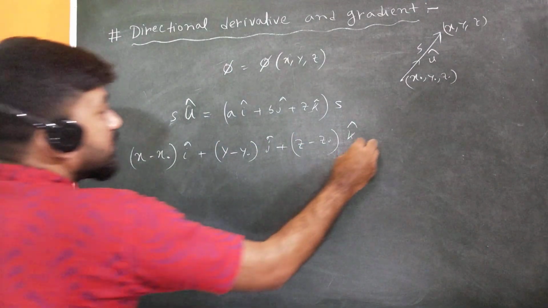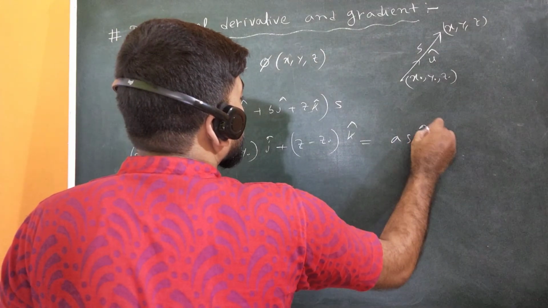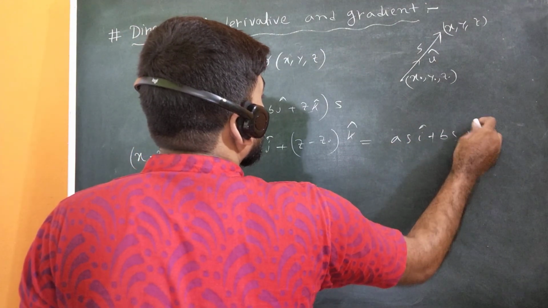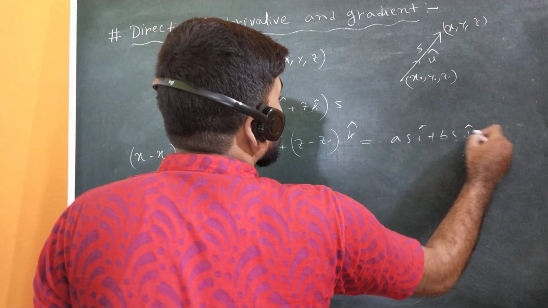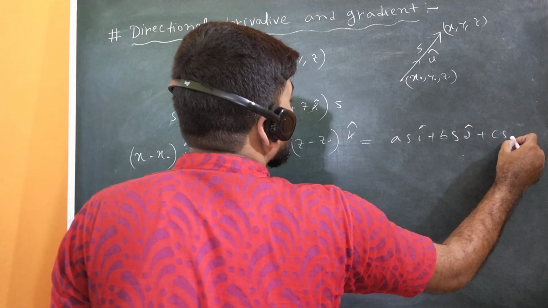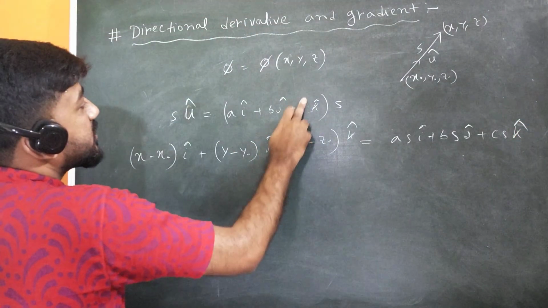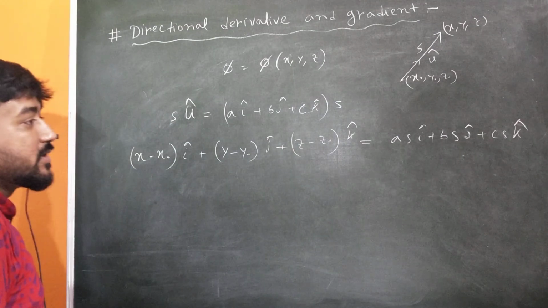So now this will be equal to what? a s i cap plus b s j cap plus c s k cap. So this is not z, this is c actually. a, b, c s k cap.